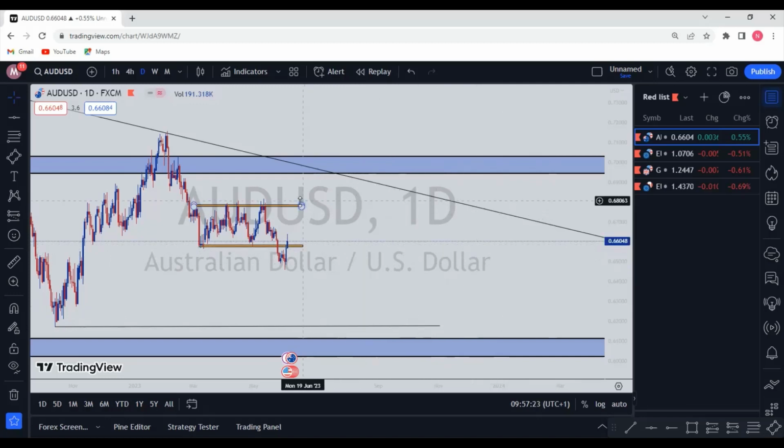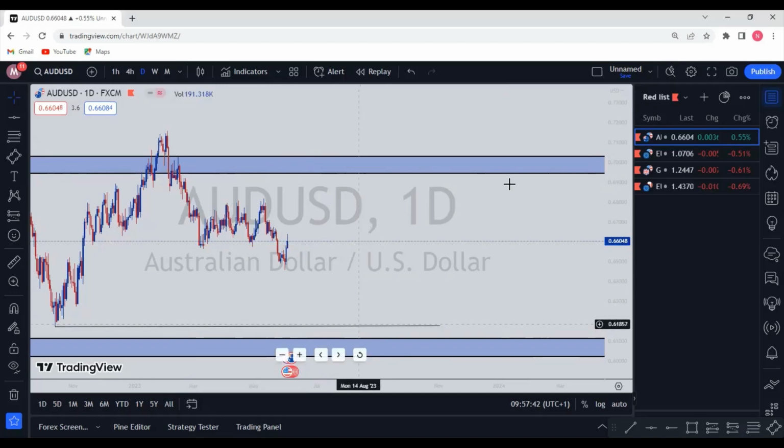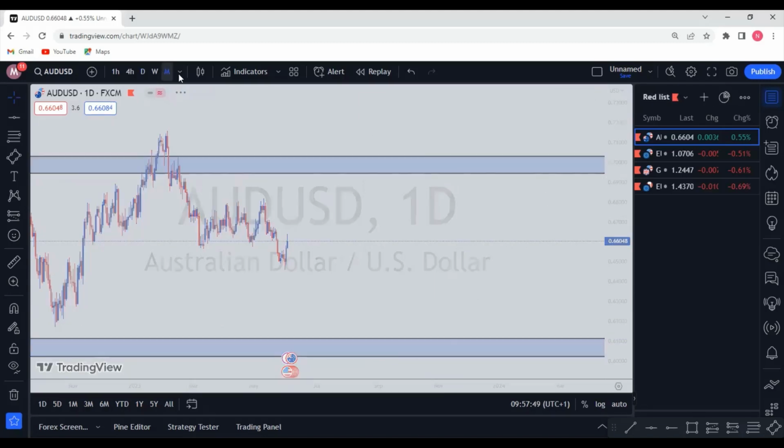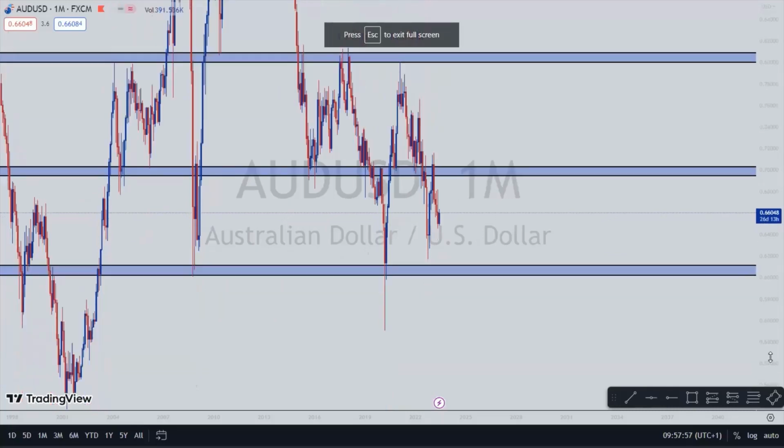You know the drill, I'm going to redo the analysis again because you can see I've already done the analysis. So I'm just going to cancel some stuff. I'll walk you through my thought process to where I arrived at that point. So first things first, you come to the monthly time frame. So now we're on the monthly time frame.